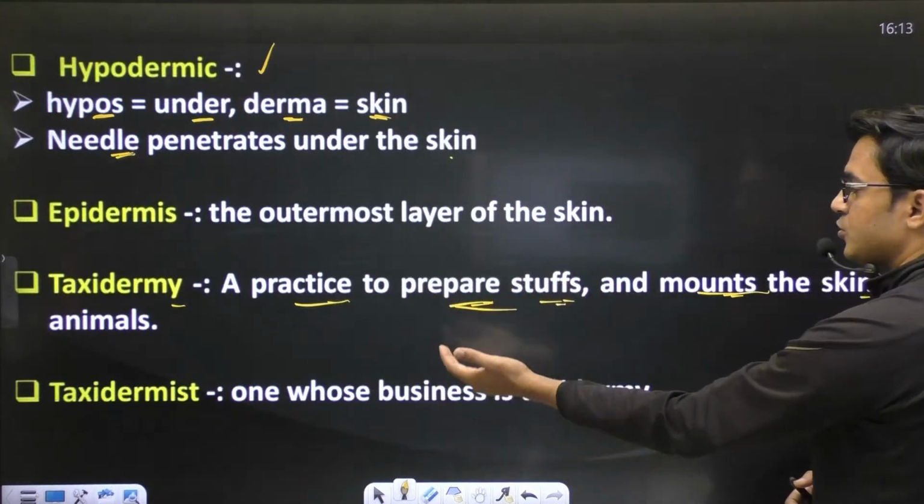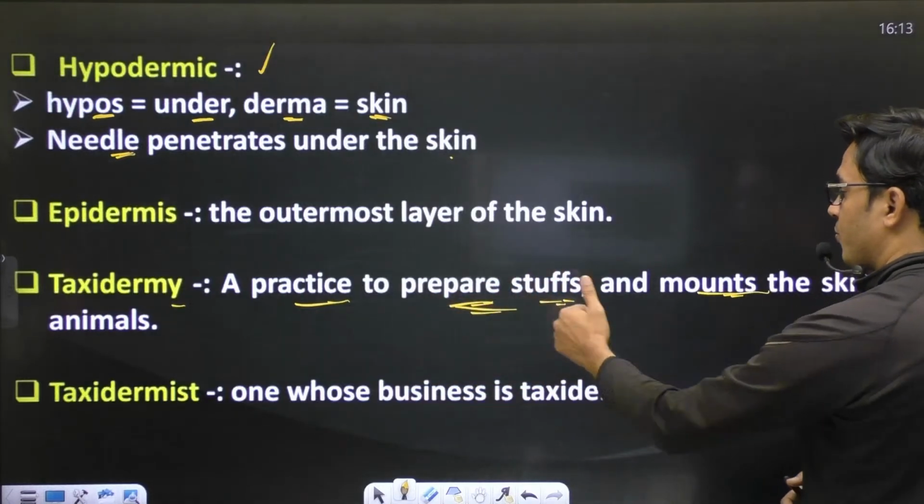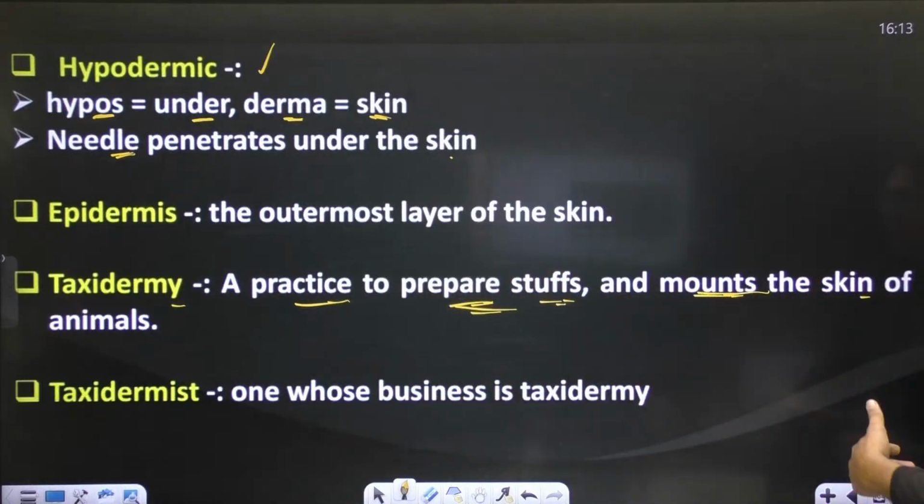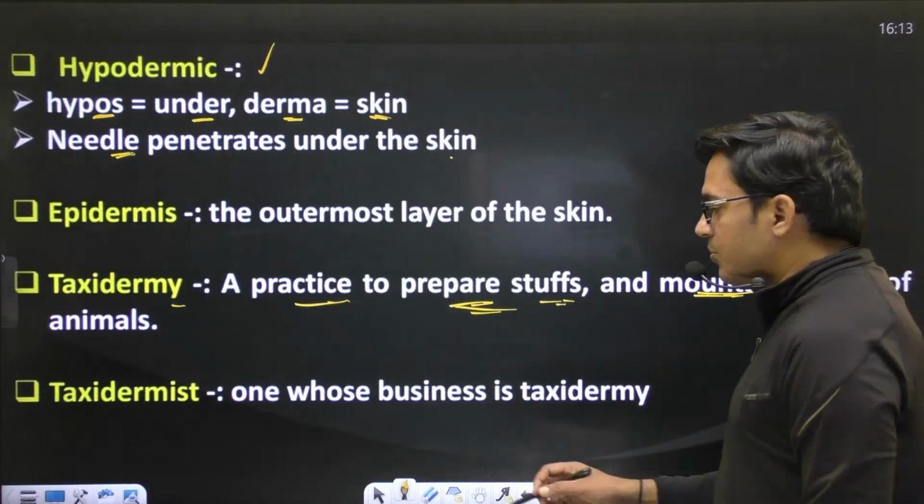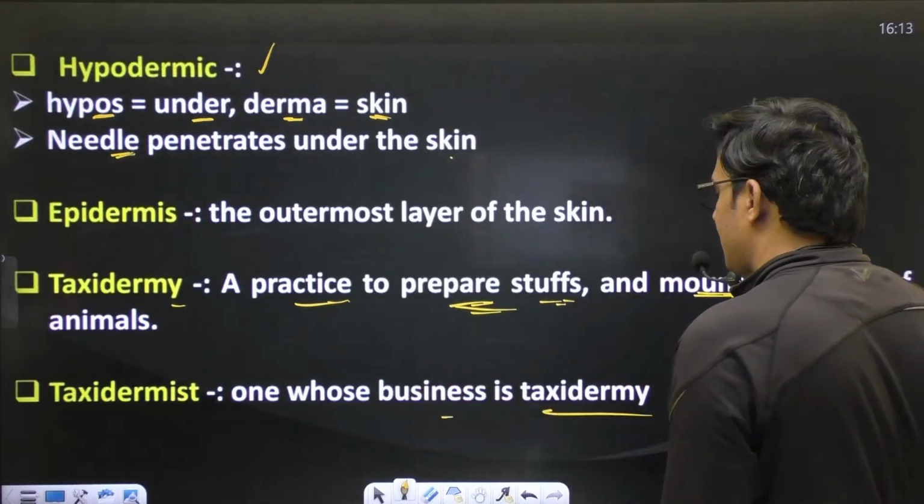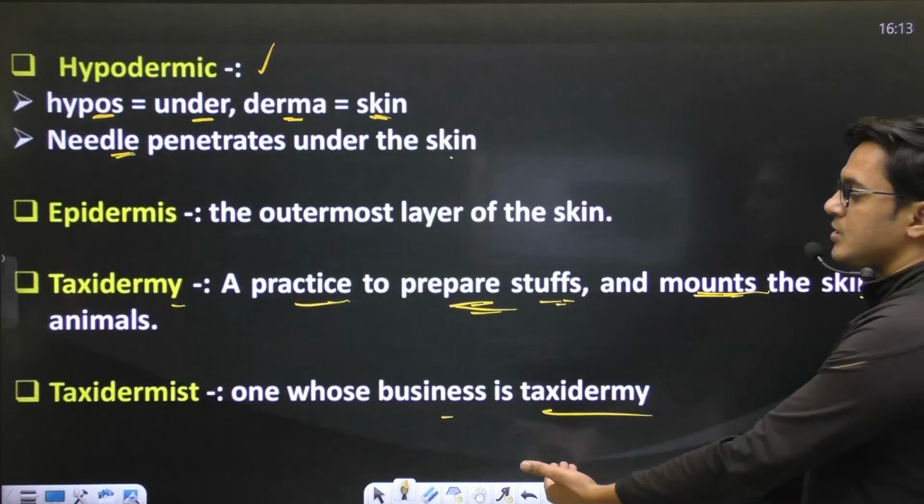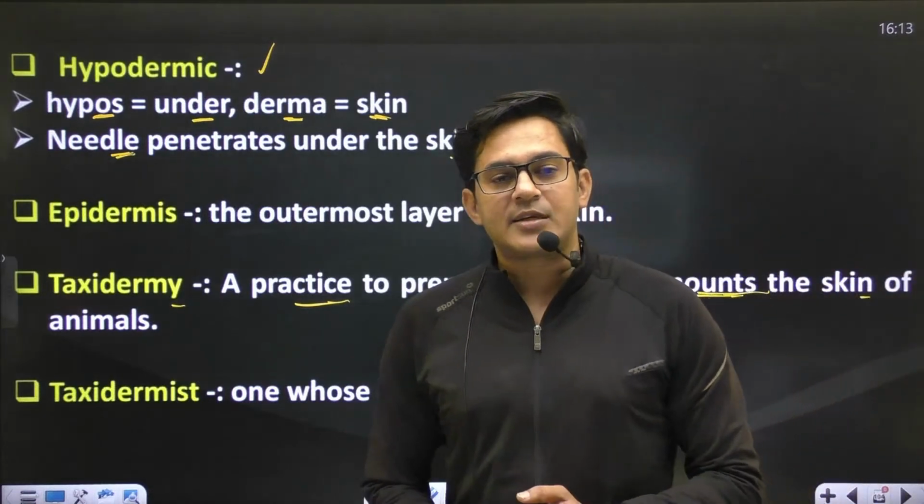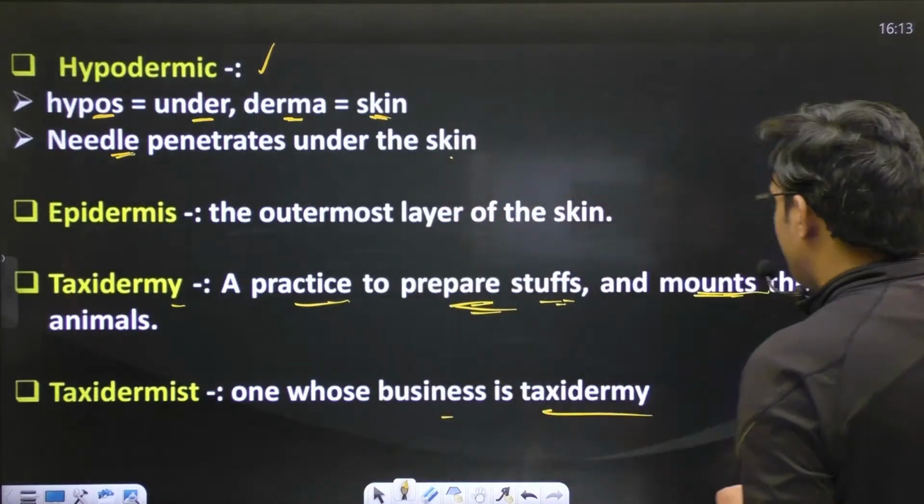And a taxidermist is a specialist in that, one who prepares stuffs, mounts the skin of animals. A taxidermist, one whose business is taxidermy. One who is a specialist in taxidermy is called what? Taxidermist. So move to the next one.